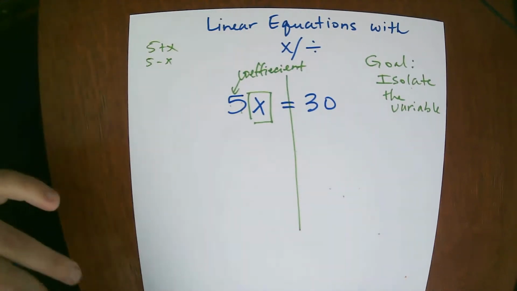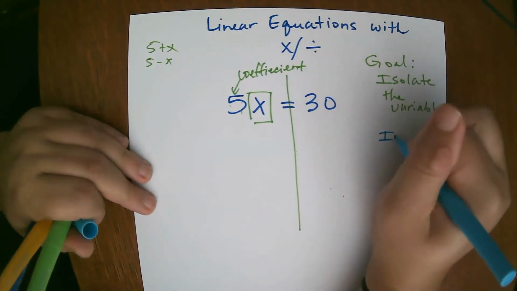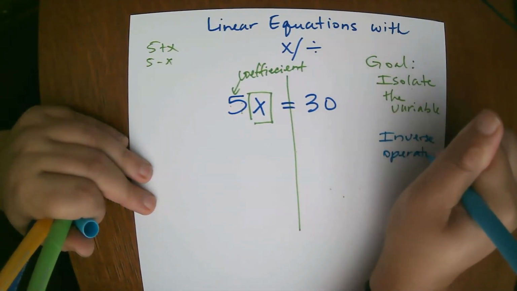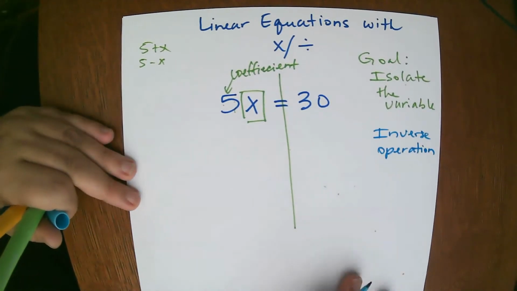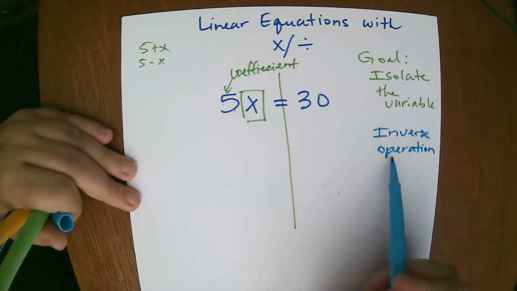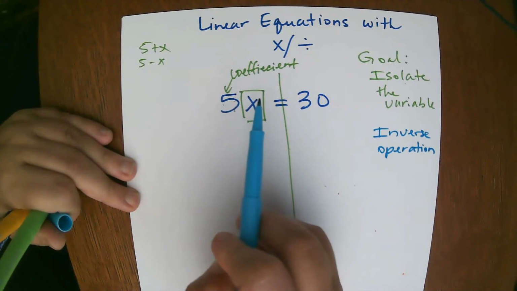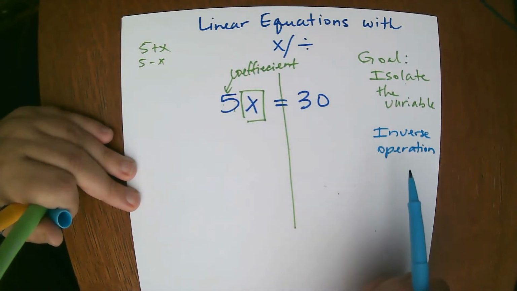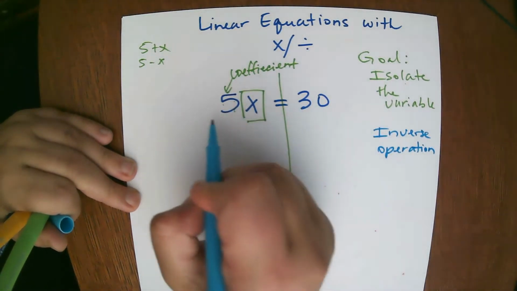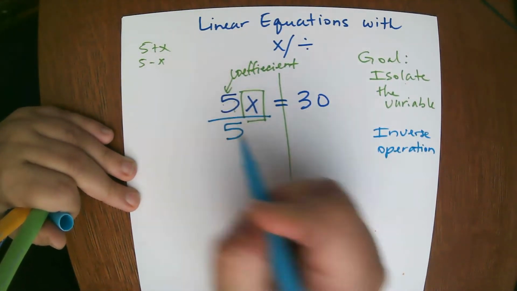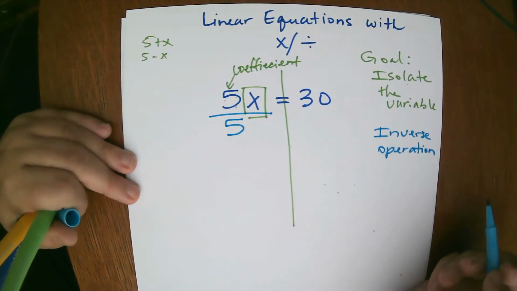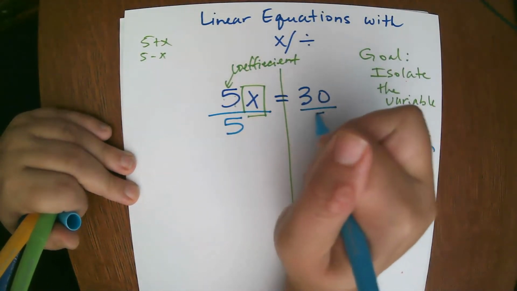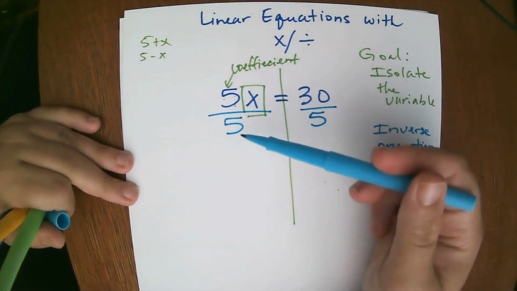So how do we get rid of 5 times x? Well, we need to think about the inverse operation. Remember, we took the inverse to get rid of things. What is the inverse operation of 5 times x? Well, the inverse of times is divide. So I'm going to divide by 5, and I'm going to do the same on the other side. I'm going to divide by 5.